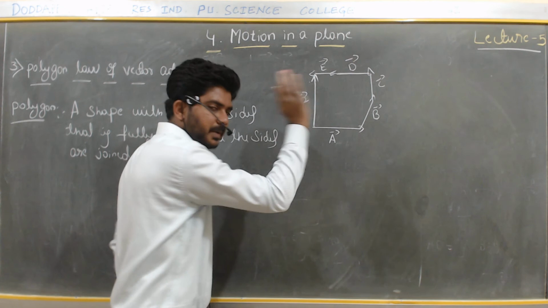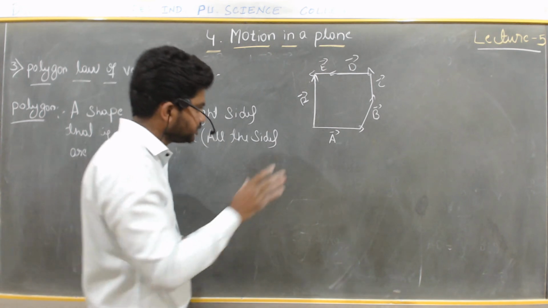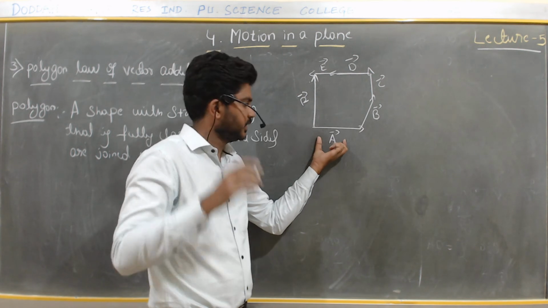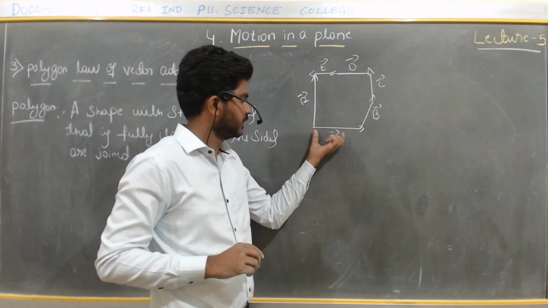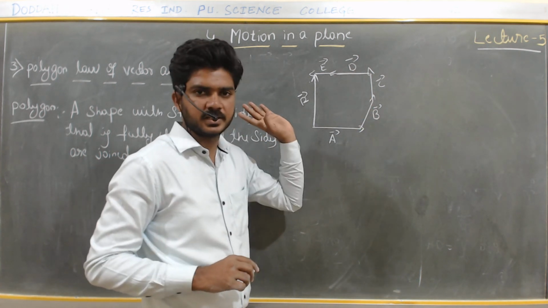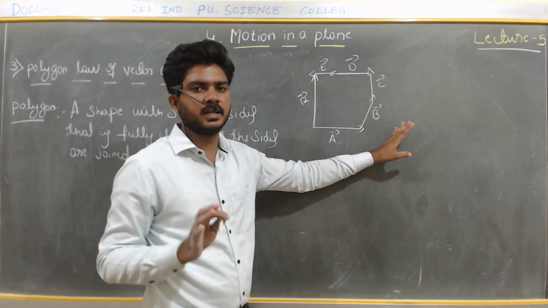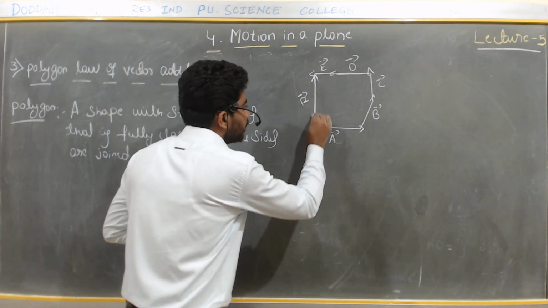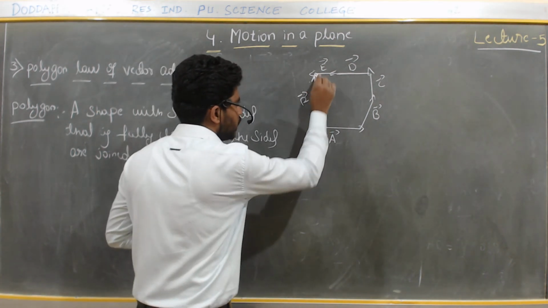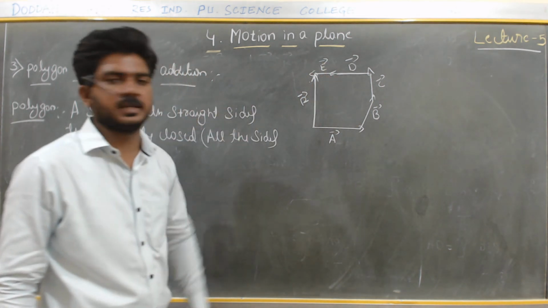So this is the main statement here, the polygon law of vector addition. See, the statement says: if many vectors are represented both in magnitude and direction, right? So here I have represented vector A in this direction, vector B in this direction, and vector C in this direction. All the vectors are represented both in magnitude and direction. Then the resultant vector should be drawn in the opposite order of the polygon. Right. So then we will get the resultant vector.